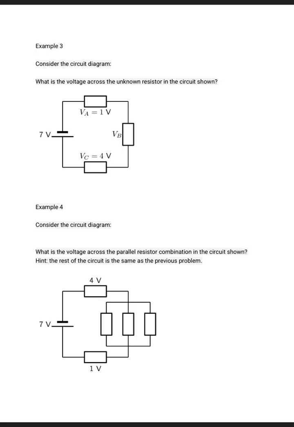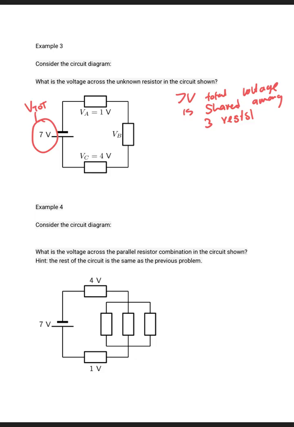Then example 3. Now we have a circuit where we have 3 resistors, right? And then this is the total. We have 3 resistors, and now this is the total voltage. This total voltage is shared among 3 resistors. So the 7 volt total voltage is shared among 3 resistors. And we know that this is a series circuit, because the voltage is shared.